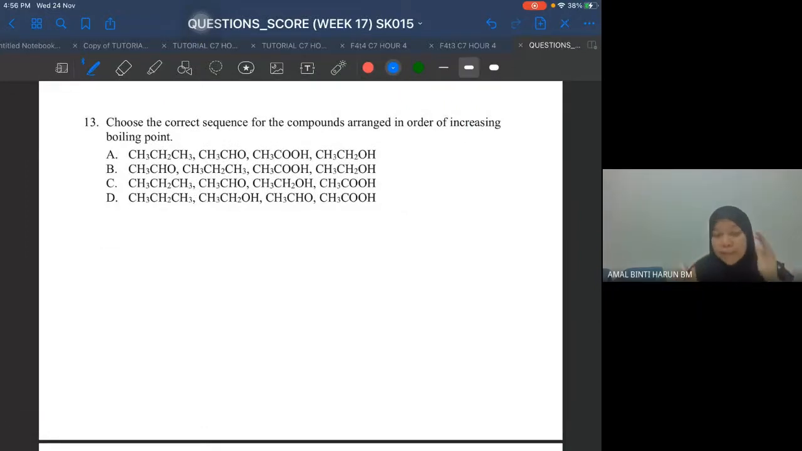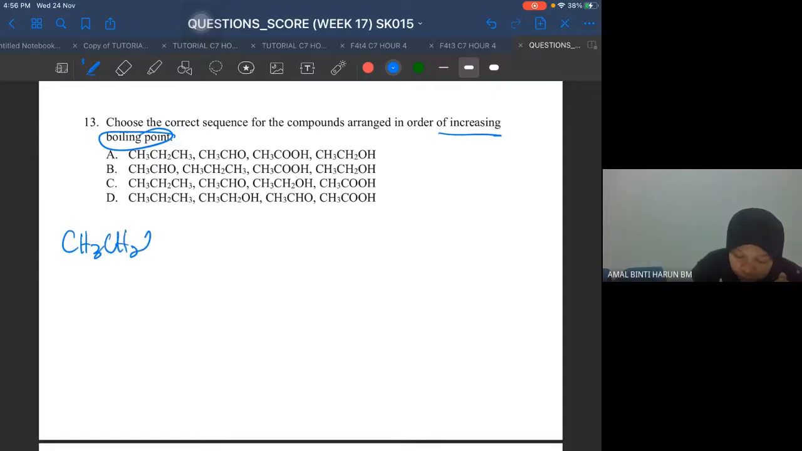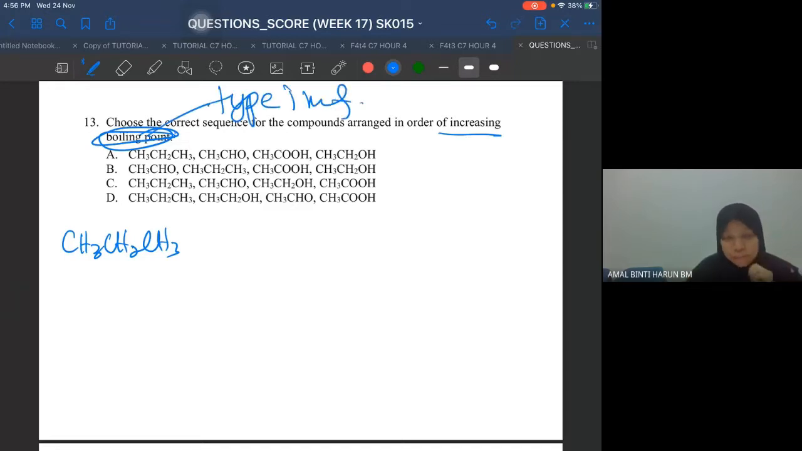You will learn this one specifically in chapter in semester 2 because it says increasing boiling point. So we look at CH3, CH2, CH3. Okay, when talking about boiling point, you look at the type of intermolecular forces. Okay, so it is non-polar. So non-polar is van der Waals force.